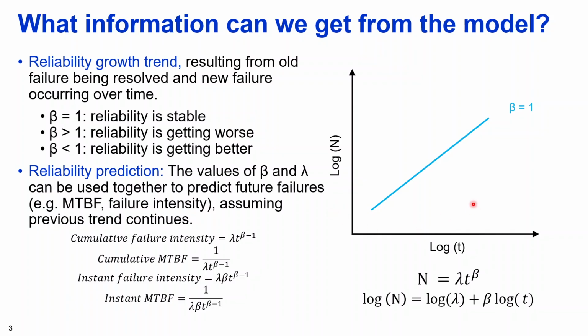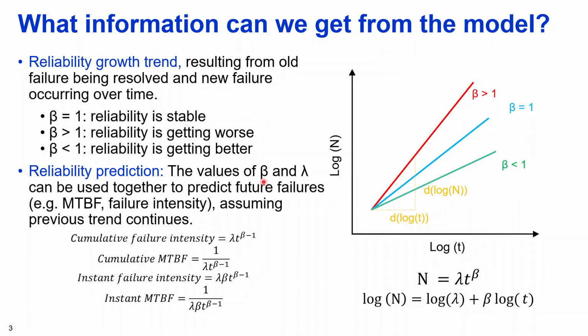And when beta is larger than 1, that means the slope is larger. And at the same time interval, you will see more cumulative failures than at the stable stage. And that means that in the same amount of time, there are more new failures coming up than the resolution of old failures as compared to the steady stage, and your reliability is getting worse. And when beta is smaller than 1, you are going to see fewer failures than the stable stage, and your reliability is getting better.